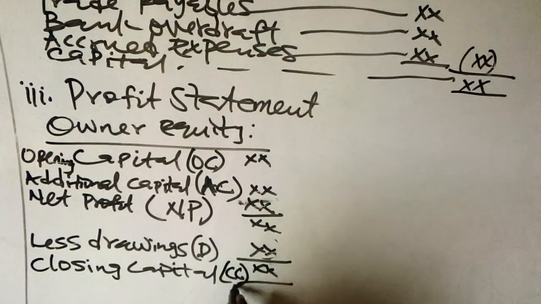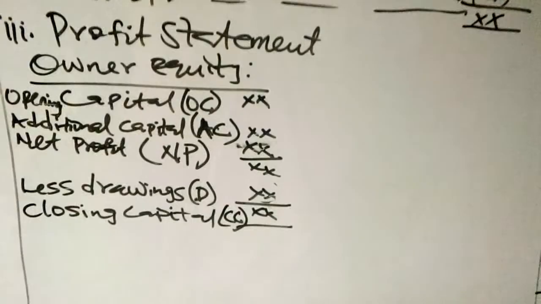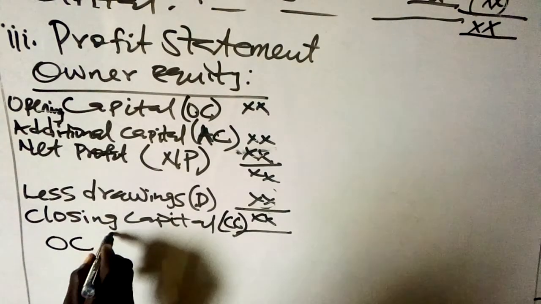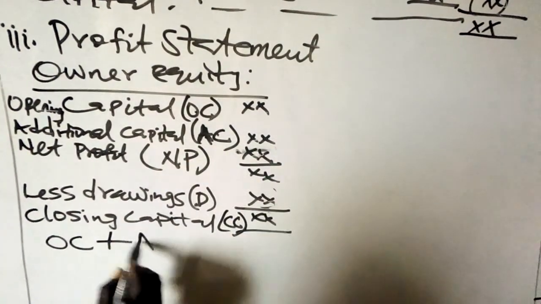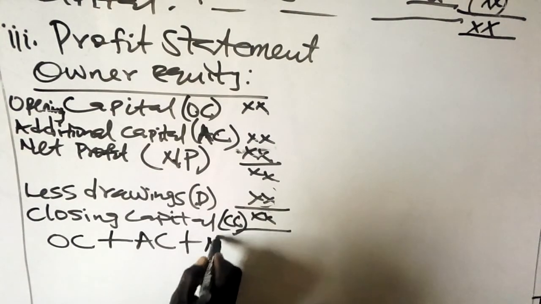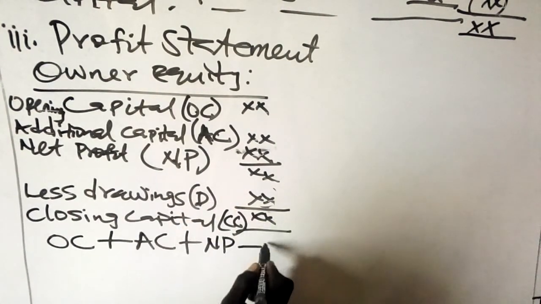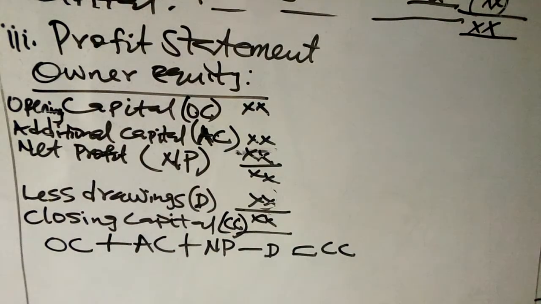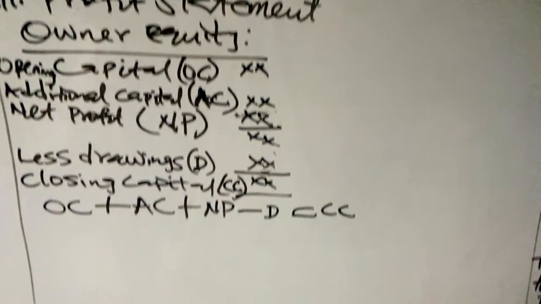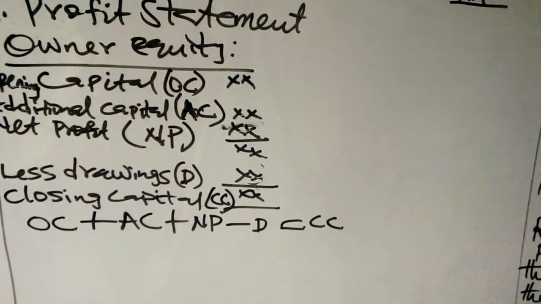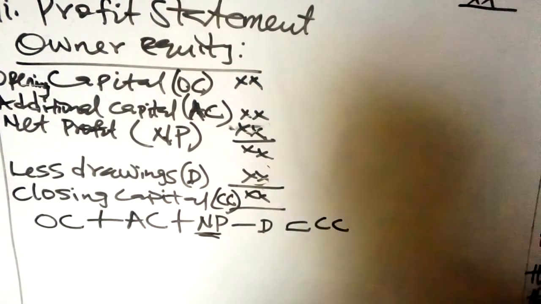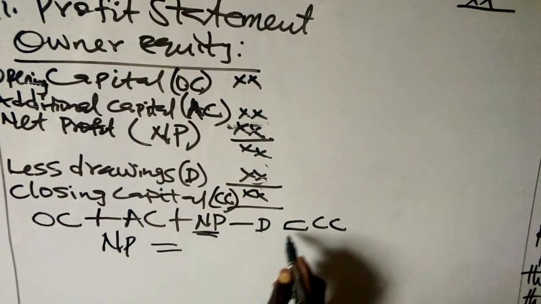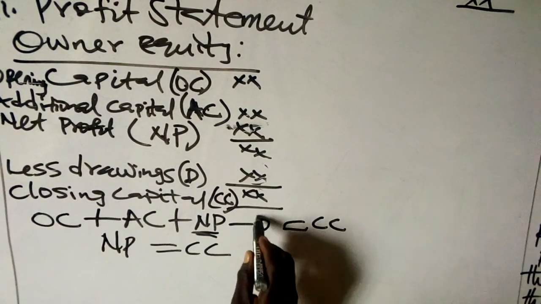Closing capital, CC. So in a nutshell, in summary, in your equity section, you are starting with opening capital, which is OC, plus additional capital, plus net profit, minus drawings, less drawings. Then you get closing capital. Remember, what you want to look for under this profit statement is your profit or loss. So that means you want to look for the net profit. So now, let's make the net profit the subject of the formula. So we have net profit equals closing capital.